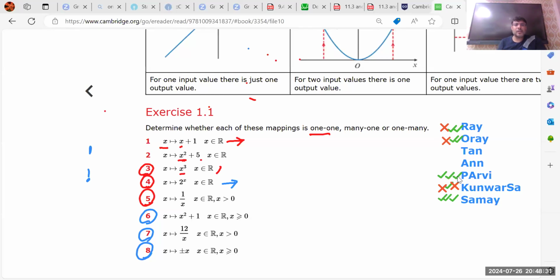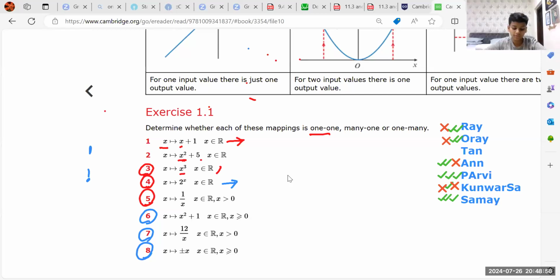So Anvi and Tanish. Sir, what is plus minus x? Beta means अगर x 2 है तो y can be what? y can be +2 or -2. So Tanish, you can speak your answers now.